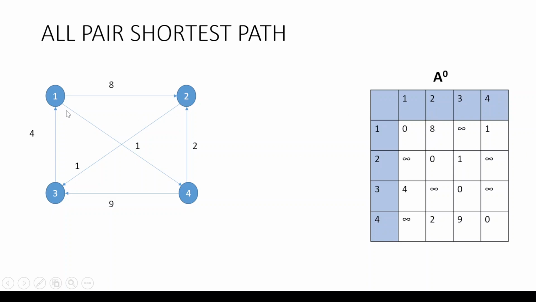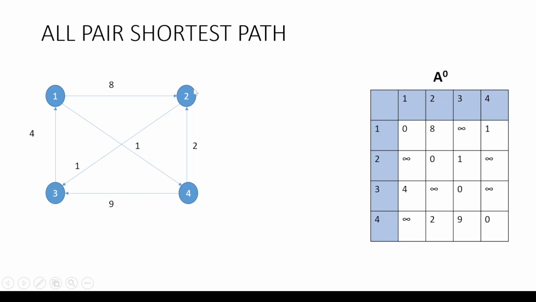Now 1 to 3, you don't have an edge. Please make sure, since it is a directed graph, there is a path from 3 to 1, but there is no path from 1 to 3. So in this particular cell, from 1 to 3, we will write infinity because there is no path. Now 1 to 4, the path cost is 1. So we have written the cost is 1 here.